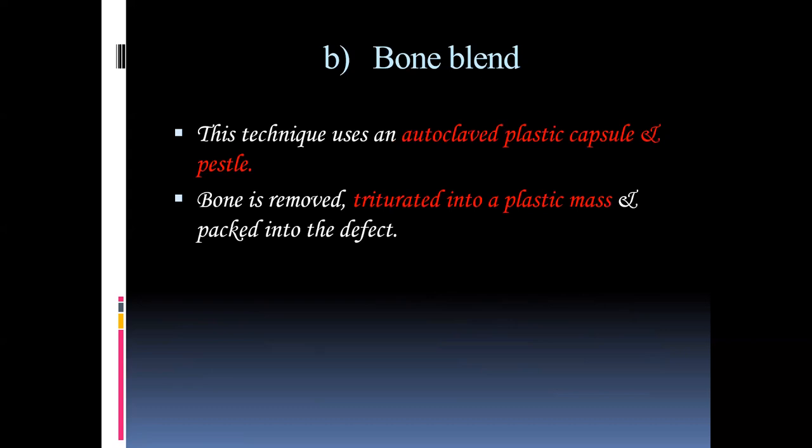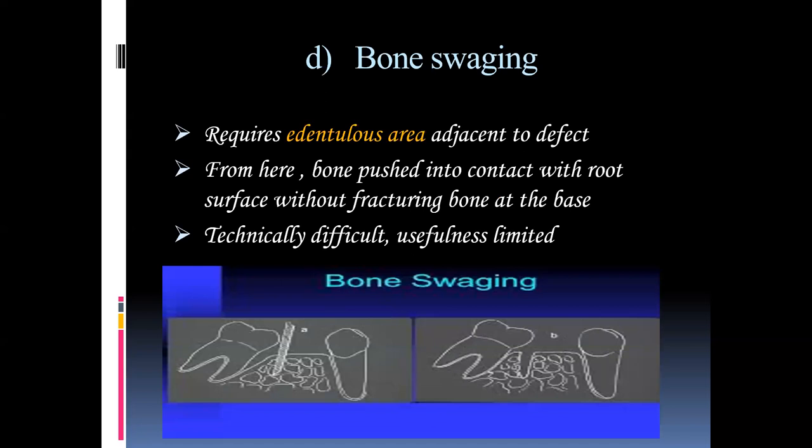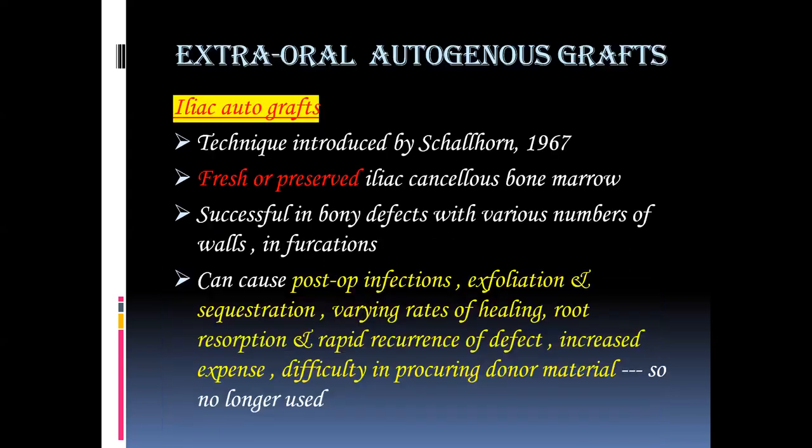Bone blend is also an autogenous graft. This technique uses an autoclaved plastic capsule and pestle, and the bone is removed, triturated into a plastic mass, and packed into the defect. Cancellous bone marrow transplant is another autogenous graft. It is obtained from the tuberosity, edentulous areas, and healing sockets. Bone swaging requires an edentulous area adjacent to the defect. From here, the bone is pushed into contact with the tooth surface without fracturing the bone at the base. The technique is very difficult, so its usefulness is limited.